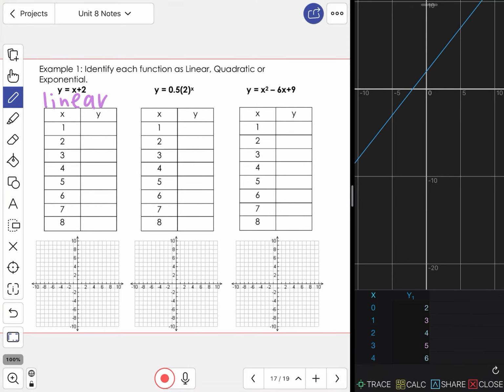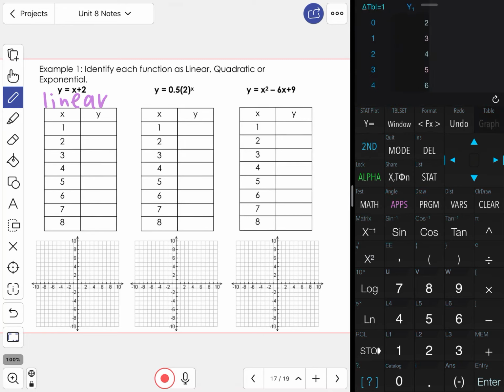Now, if they want me to fill out the table, I can go to second graph and fill out this table. They have 1 filled out. At 1, it was 3. At 2, it was 4. At 3, it was 5. Then I go 6, 7, 8, 9, 10. So we can see that on our table, it's adding 1 every single time, all the way down our table.